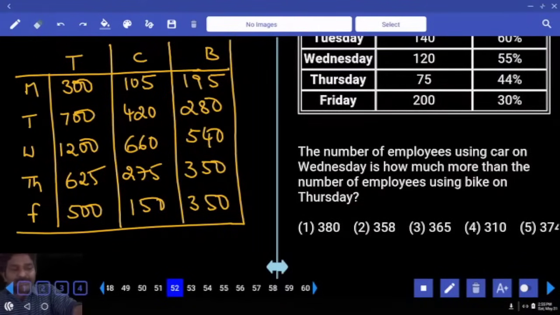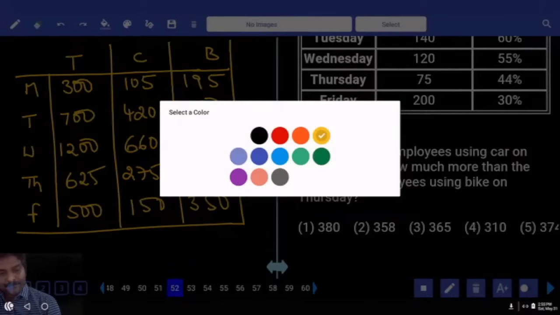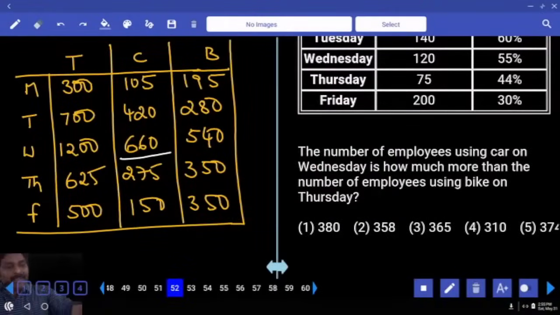Number of employees using car on Wednesday is how much more than the number of employees using bike on Thursday. It is just straight difference, not percentage. How many more? How much more? That's it. You don't have to go for percentage conversion. Pure difference. Answer 310.